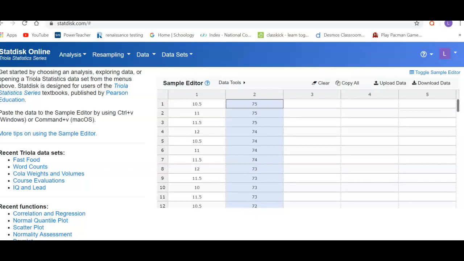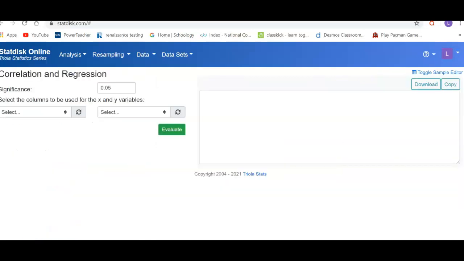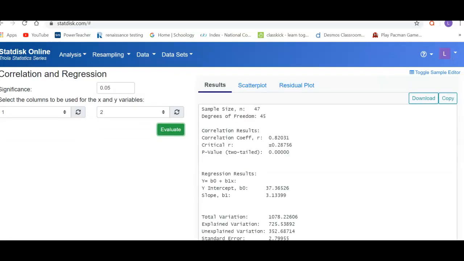So now we need to go to analysis. You're going to go to correlation regression, 0.05. I want my foot for the first one, my height for the second, and evaluate. Okay, when you did this, we'll look at our null. We're looking right here at our null value of 0.00. So the null is below 0.05, so reject the null.